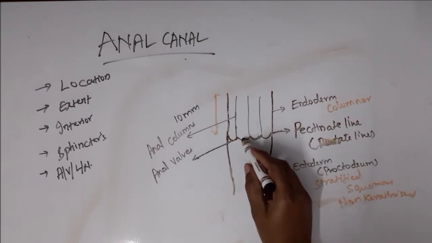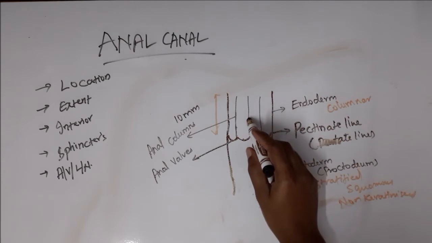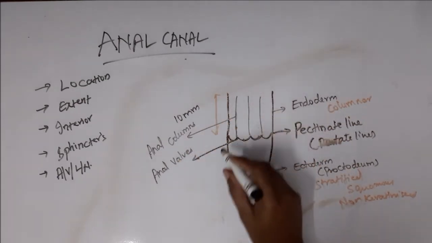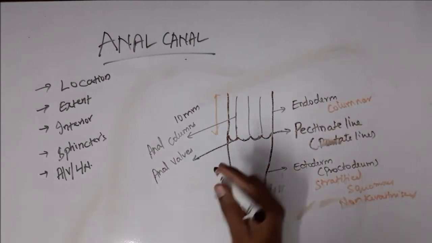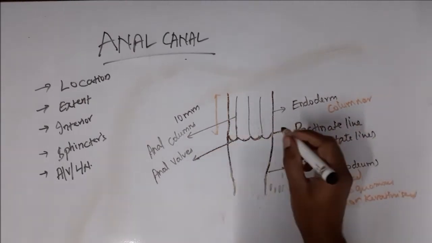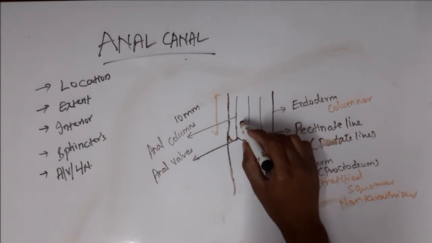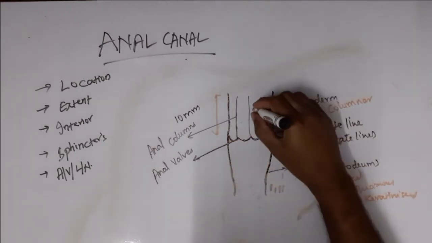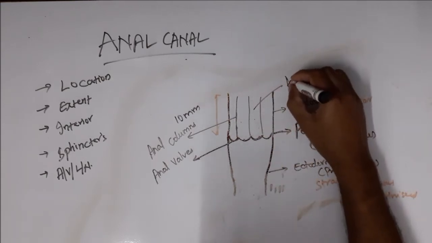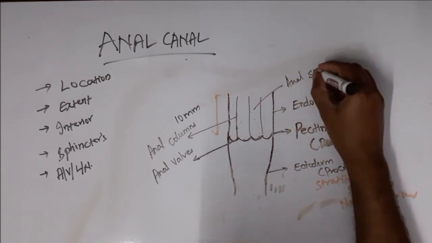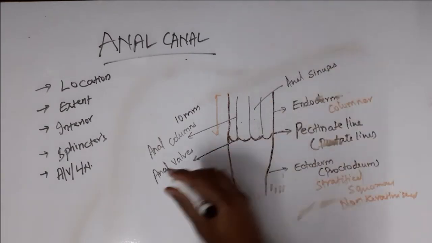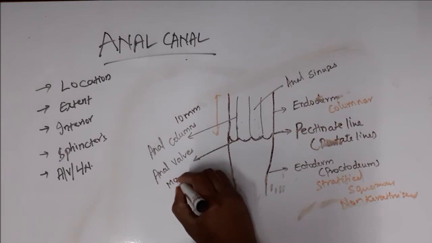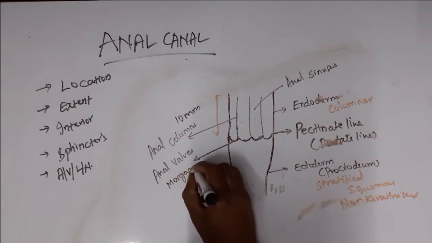So this is again a fold of the mucosa. This is again a fold of mucosa. These are from above downwards, these are from side to side. So these are anal valves, these are anal columns, and the gap between these anal columns is called anal sinuses. These are named anal columns of Morgagni, anal valves of Morgagni.